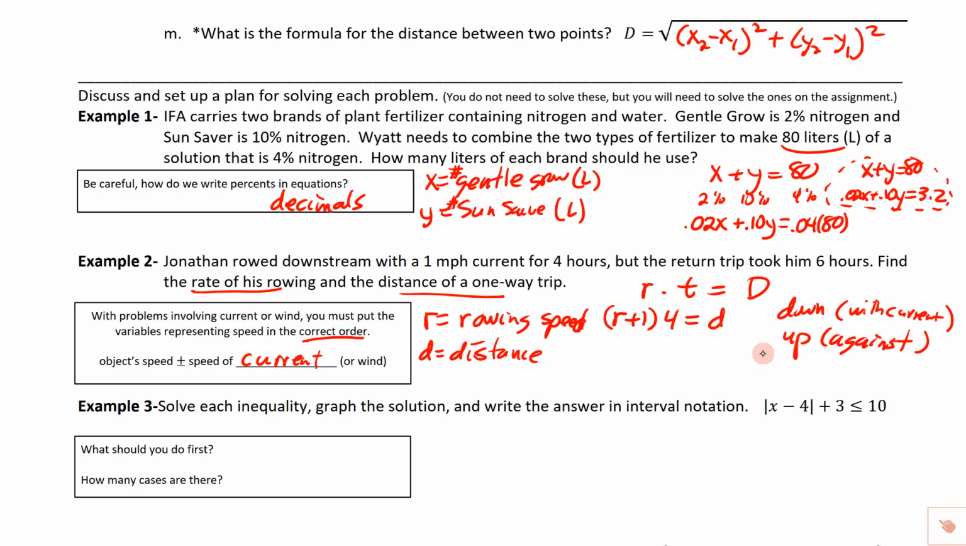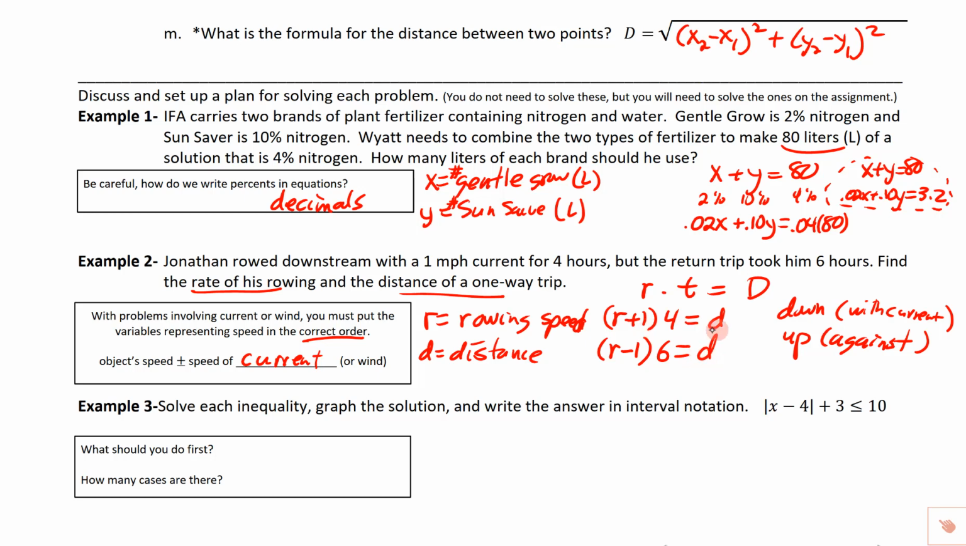Now, it looks almost exactly the same when he's going upstream, but this time he was going against the current, so that current was working against him. It was subtracting from his speed, which is why it took him longer. It took him 6 hours, okay? And that's the same distance.